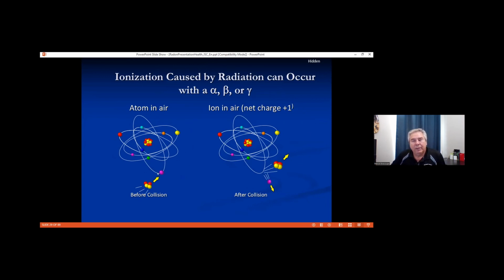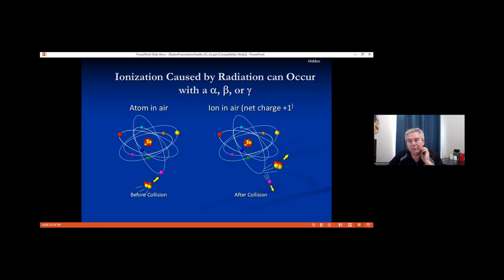So if an atom has lost an electron, remember we talked about the protons having a positive charge and the electrons having a negative charge, and they're balanced. They both have the same amount of protons as electrons. So net, you have no charge. But whenever you lose an electron, then you have more protons than electrons. So you're going to have an overall positive charge.